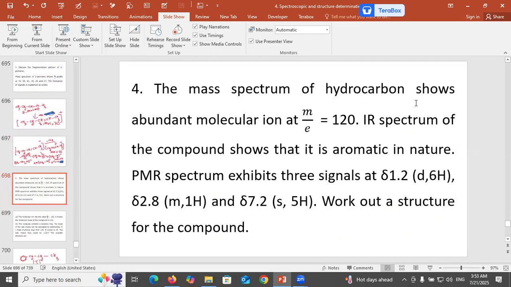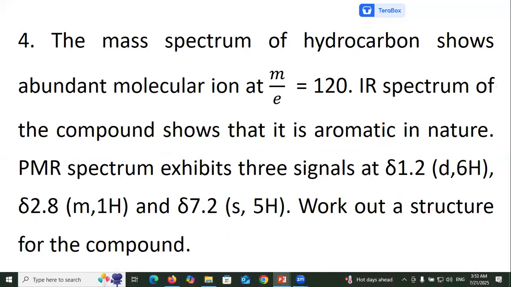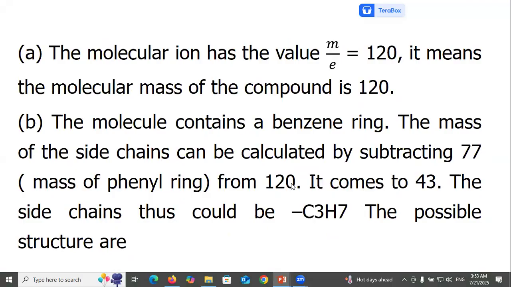The mass spectrum of a hydrocarbon shows an abundant molecular ion at m/e 120. The IR spectrum of the compound shows that it is aromatic in nature. The PMR spectrum exhibits three signals at delta 1.2, 2.8, 7.2, 5 hydrogen. Work out the structure of the compound. The molecular ion has the value m/e 120. It means the molecular mass of the compound is 120. The molecule contains a benzene ring. The mass of the side chains can be calculated by subtracting 77 from 120. It comes to 43. The side chains thus could be C3H7.